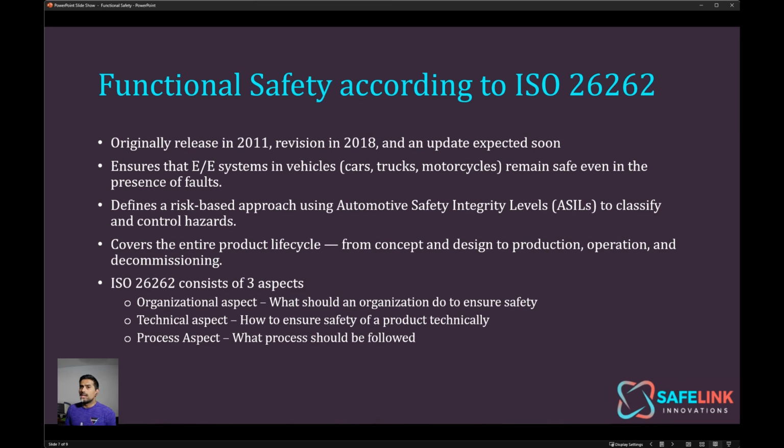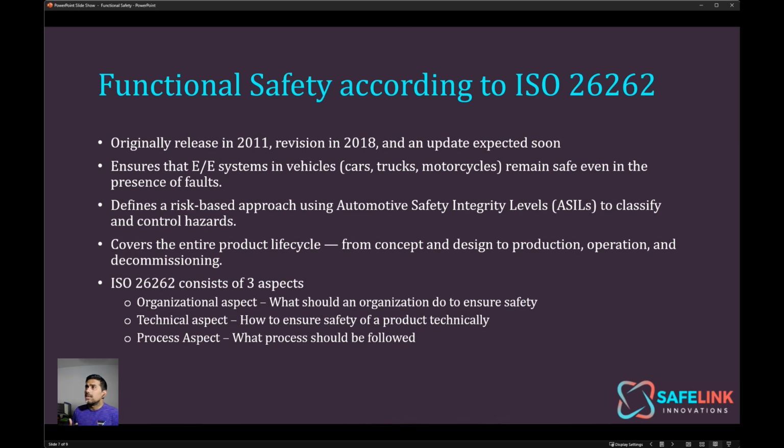ISO 26262 has a risk based approach wherein we use certain techniques to identify risks, also known as ASILs, Automotive Safety Integrity Level, to determine whether a fault is high risk or low risk. And the entire specification talks about how to reduce the risk as much as possible. ISO 26262 is designed for the entire product lifecycle, all the way from a concept phase to design to production, and then all the way to manufacturing and even up to decommissioning.